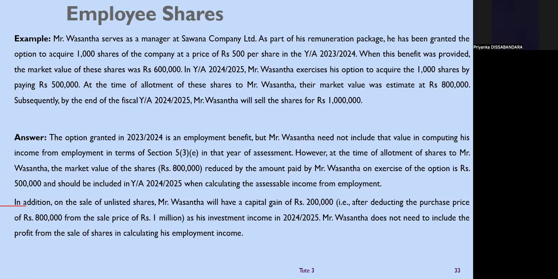We know the market value, that is 800,000, and he purchased those shares by incurring only 500,000. So the difference between 800,000 and 500,000 is the benefit of employment income, that is 300,000.